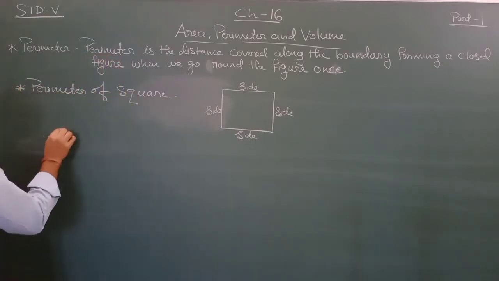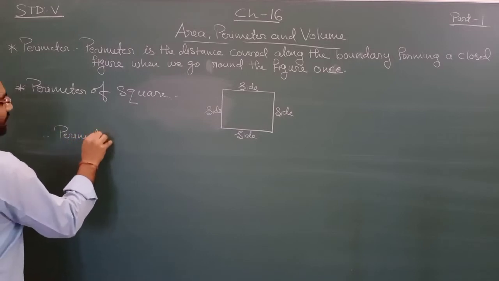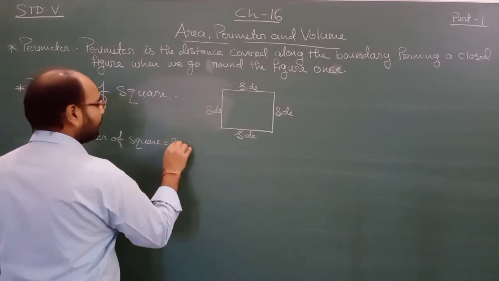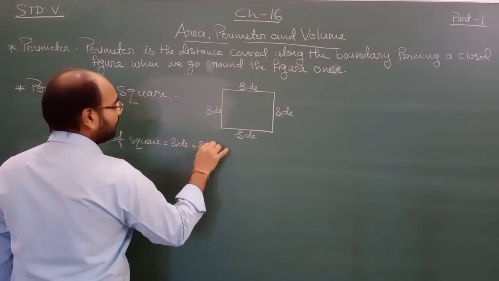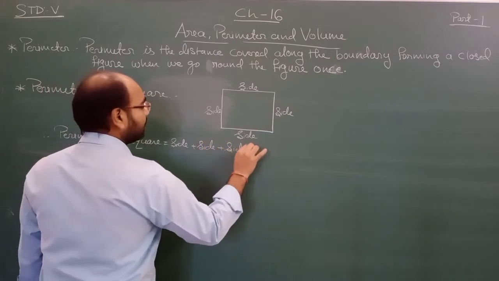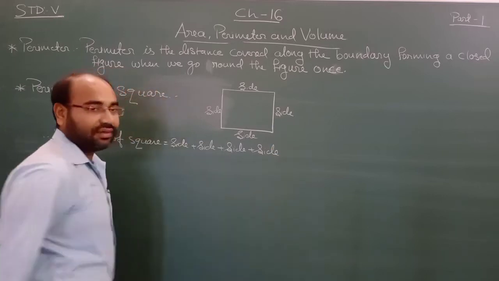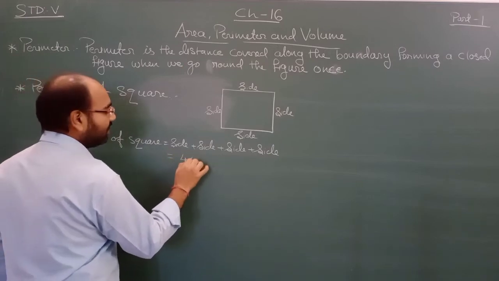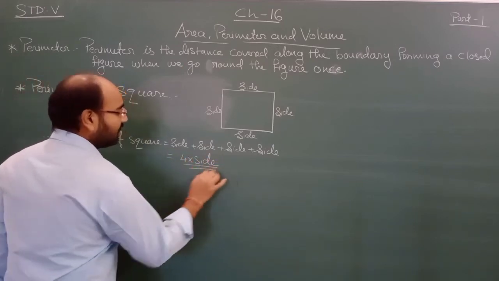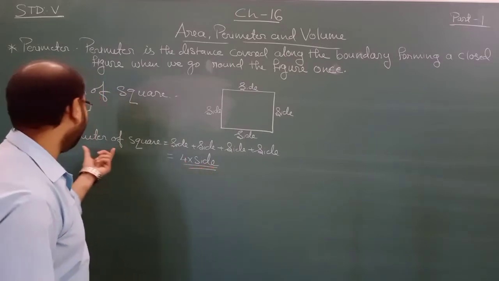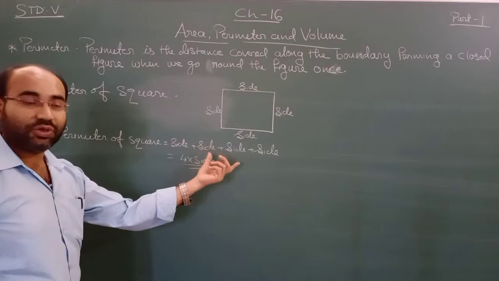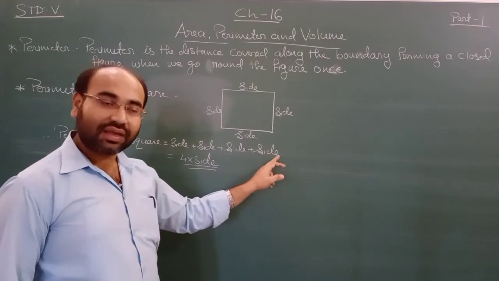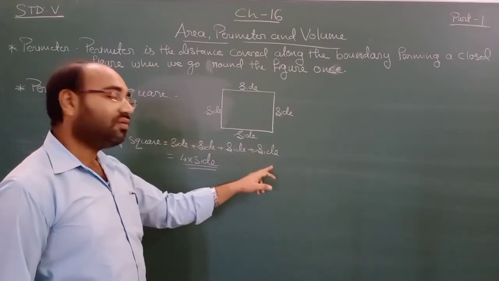So therefore we will find that perimeter of square is equal to side plus side plus side plus side. So how many times did side come? 1, 2, 3 and 4. So we can directly write 4 into side. So this is the formula to find out the perimeter of square. How did it come? I have shown that all four sides of a square are equal. So if you want to add, then side plus side, so it becomes how many times, 1, 2, 3 and 4.